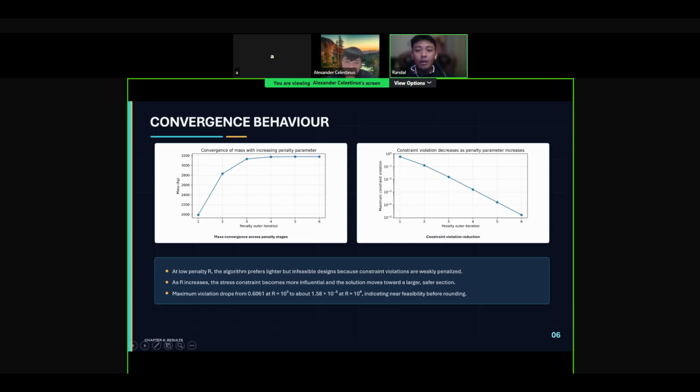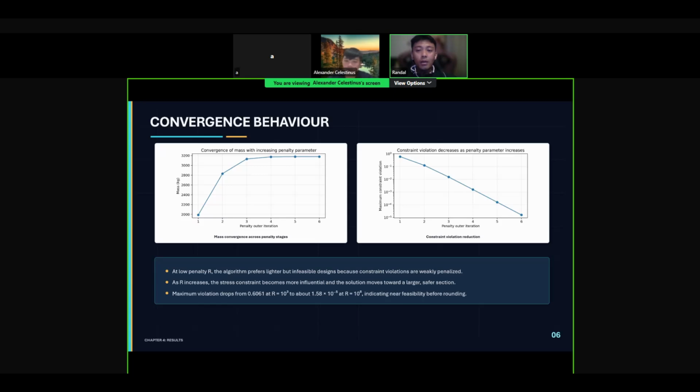At the early stage, when the penalty value is still low, the algorithm tends to choose a lighter design. However, this lighter design may still violate some constraints, especially the normal stress constraint. As the penalty value increases, the stress violation becomes more costly. The algorithm starts to move toward a safer design, even though the mass becomes slightly higher.